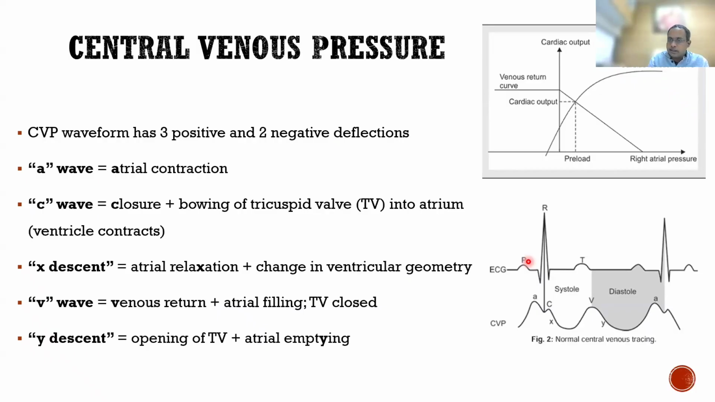I think everybody must have read this during their MBBS period. The A wave is indicative of atrial contraction. The C wave is indicative of closure and bowing of the tricuspid valve into the atrium after the atrial contraction is over. The X descent is for the atrial relaxation and change in the ventricular geometry. The V wave indicates venous return and atrial filling when the tricuspid valve is closed. And the Y descent indicates opening of the tricuspid valve, with passive emptying of the atria into the ventricle. So: A wave, C wave, X descent, V wave, Y descent. Everybody must be very familiar with these waves.